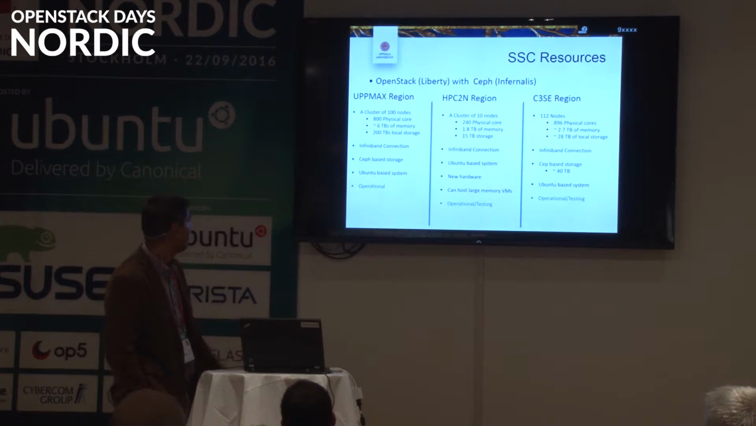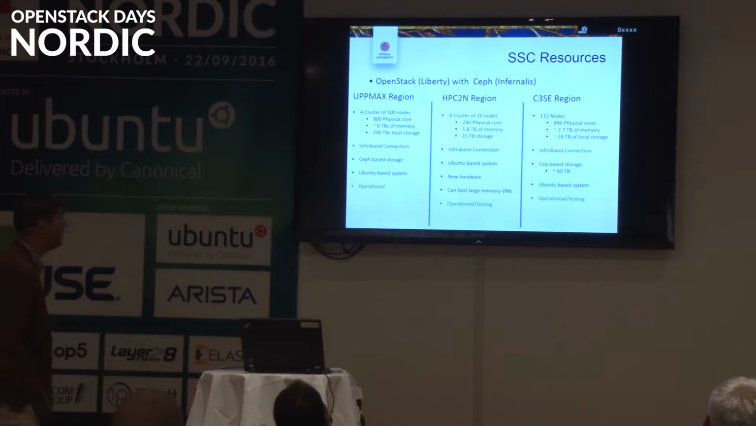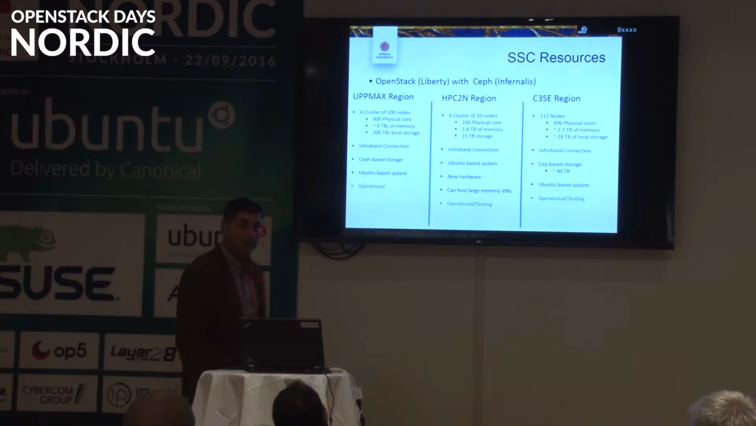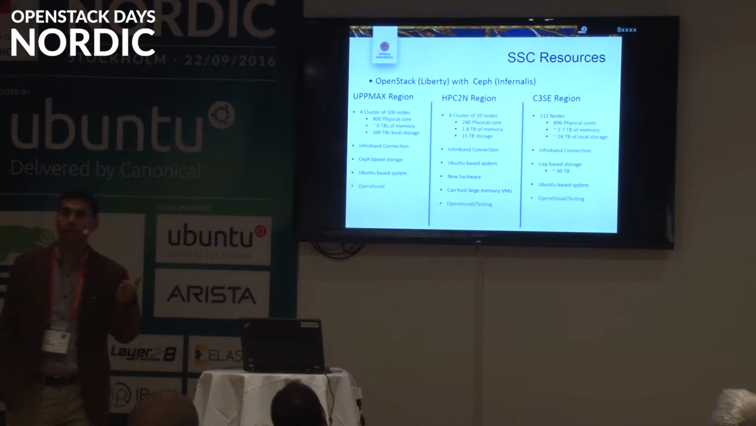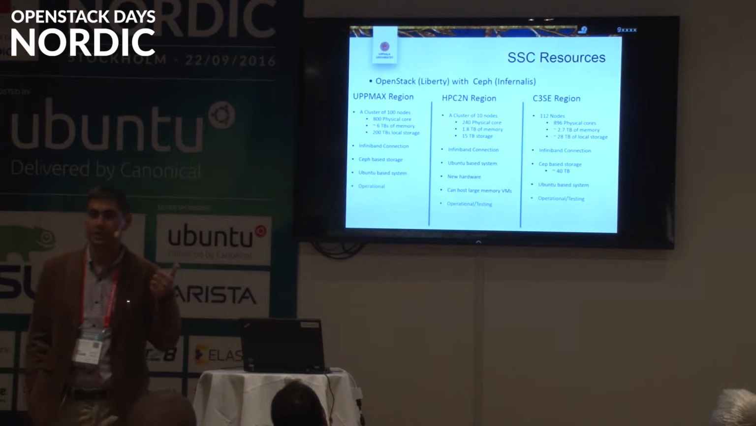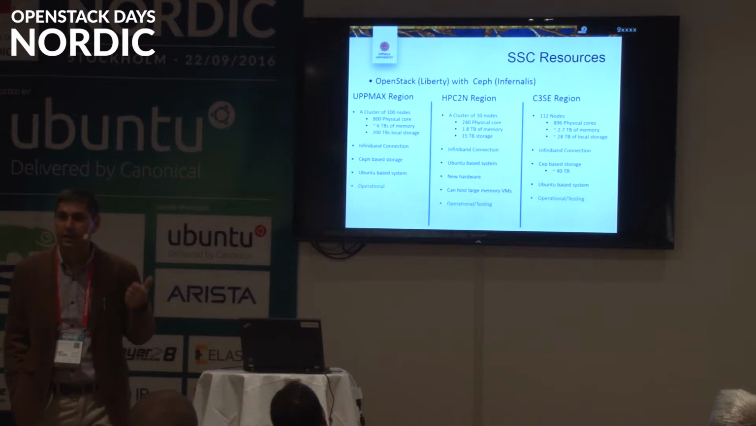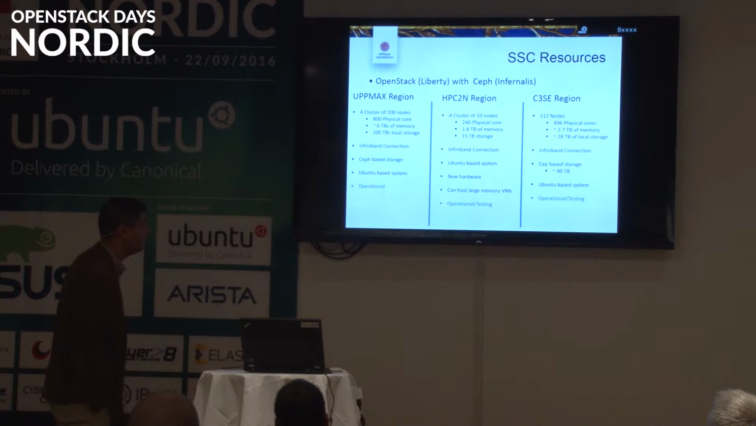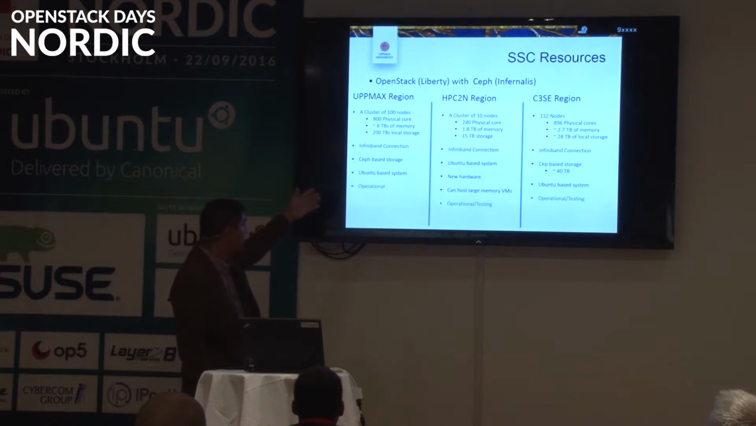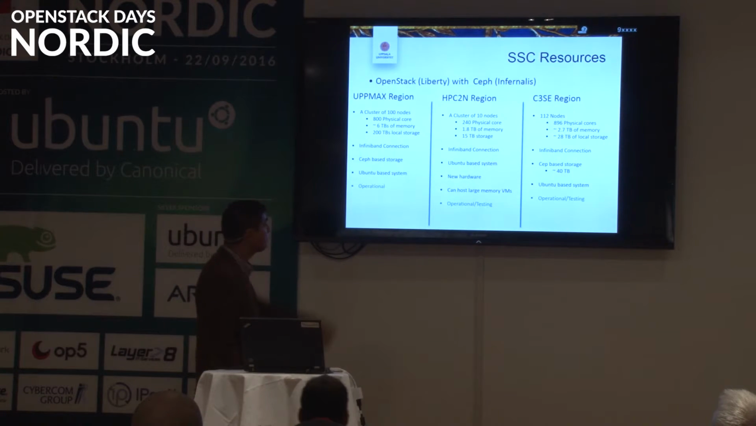So here is something about the resources that we have. Uppsala, our default region, OpMax. Here we have old, decommissioned HPC hardware, and we got that. We deployed OpenStack here with Ceph and Ubuntu-based system.